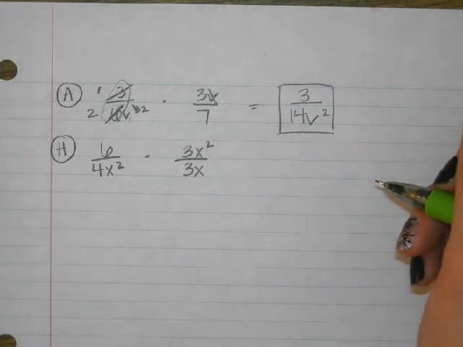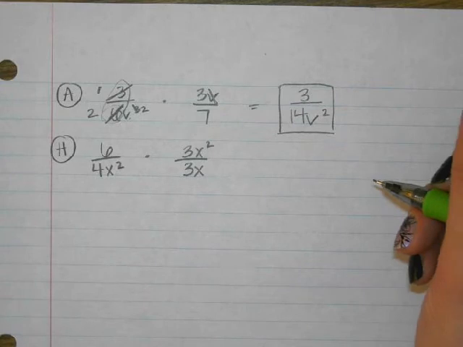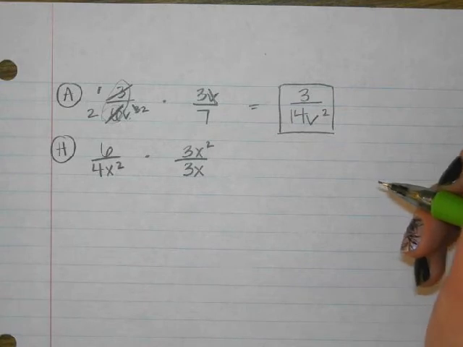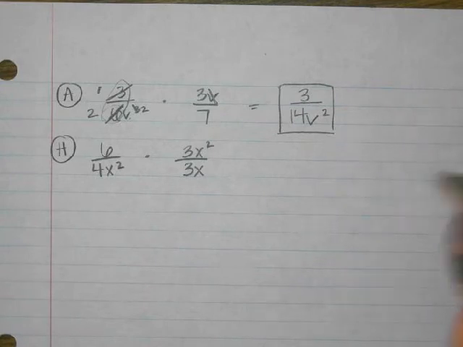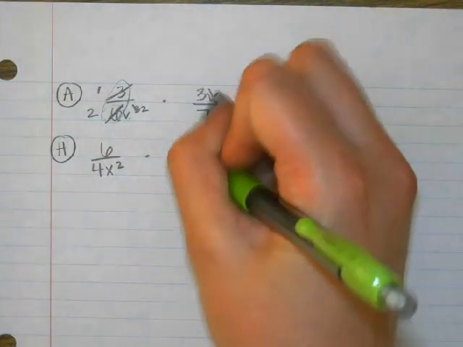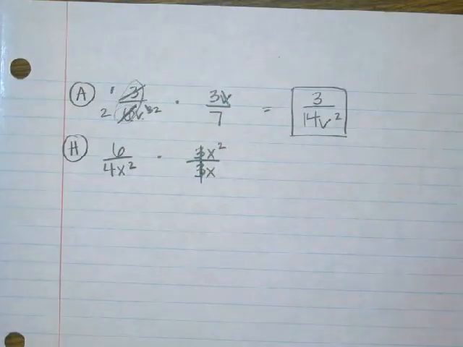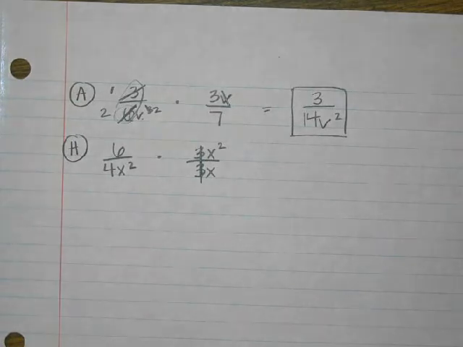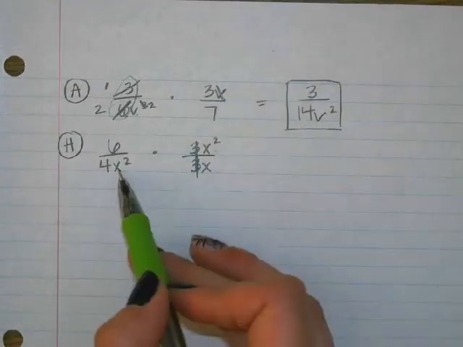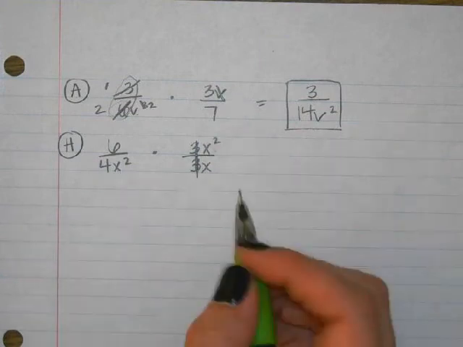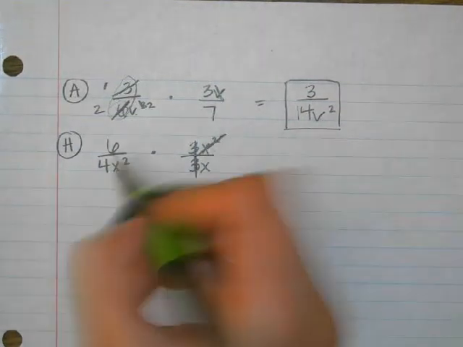Does anyone see anything that could divide to make 1? Yes, 3 and 3. 3 over 3, that's an easy one. Okay, that divides to make a 1. X squared and x. What about x squared and x squared? Yeah, you could do that. Okay, x squared and x squared.